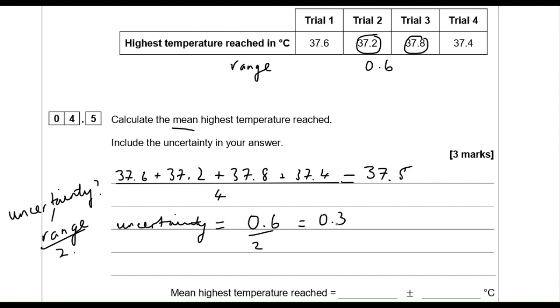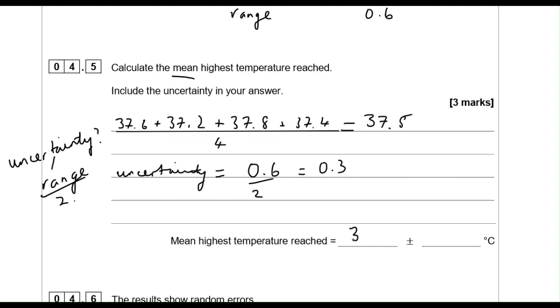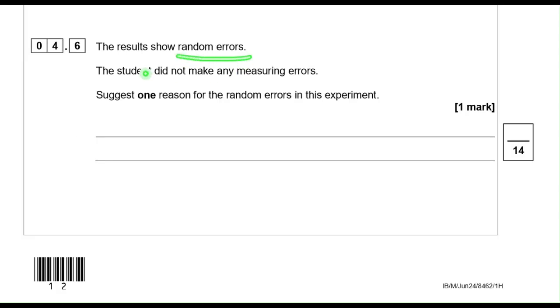1 mark for the mean average, 1 mark for the formula for uncertainty, and 1 mark for the final 0.3. The results show random errors. The student did not make any measuring errors. Suggest one reason for the random errors in this experiment for 1 mark.